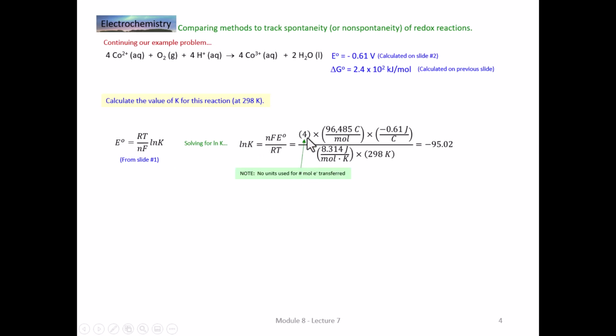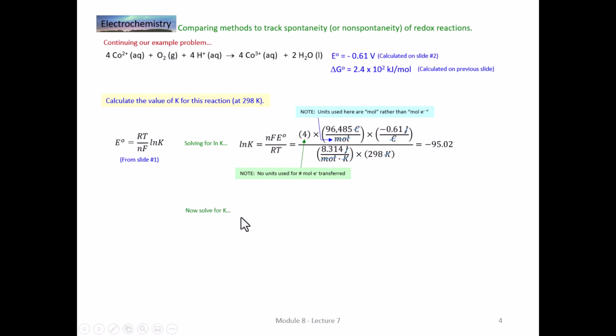And remember here, I'm just following what you see fairly often in textbooks and just using the number of moles transferred as a unitless number and using just moles of reaction here for Faraday's constant. And of course now the moles cancel out, degrees Kelvin cancel out, joules cancel out, coulombs cancel out, and we get this unitless number, which we should for the natural log of K.